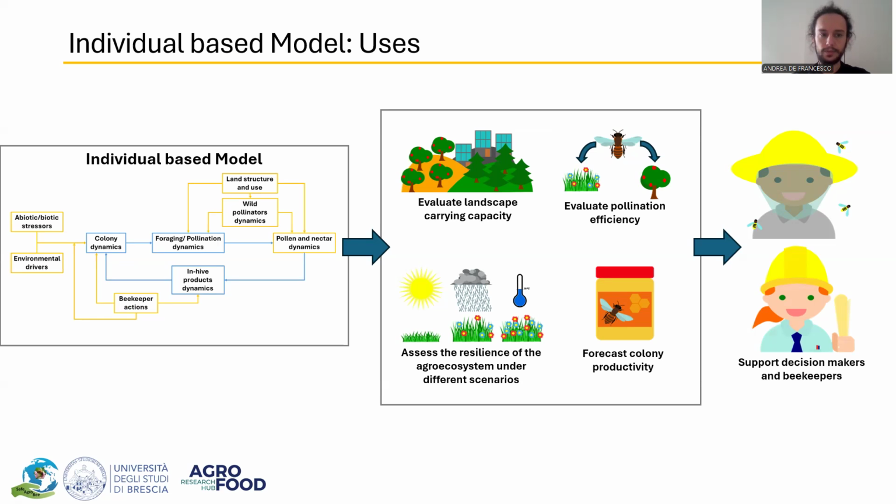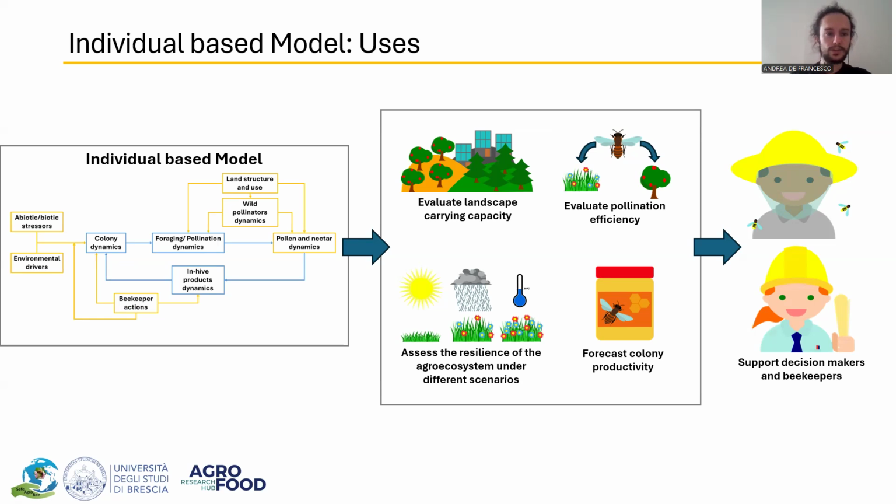There are several potential applications of this model. First, it could be used to estimate the carrying capacity of a given landscape, meaning how many hives can be placed in a specific area without exhausting local resources or competing too much with the wild pollinators. This is important for determining the optimal number of hives that a beekeeper can manage in a location without negatively impacting both their hives and the environment.